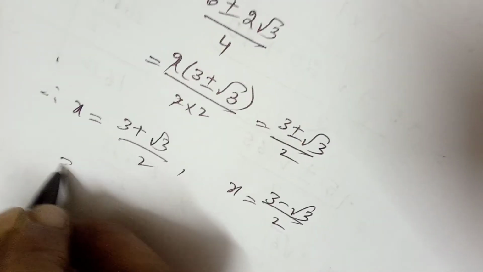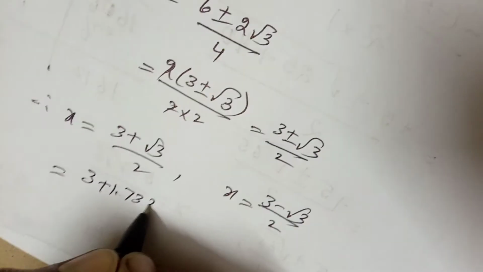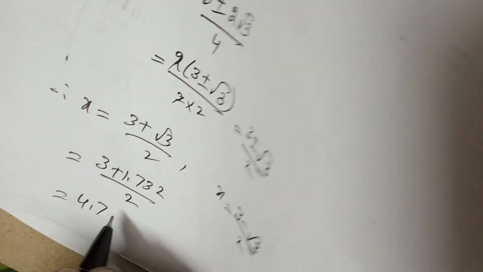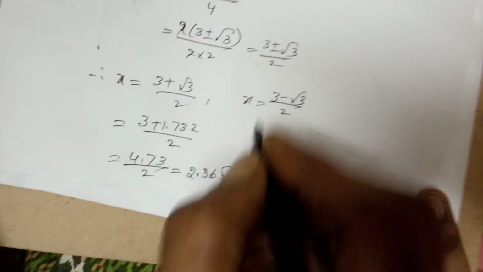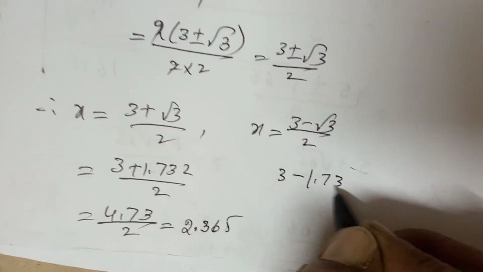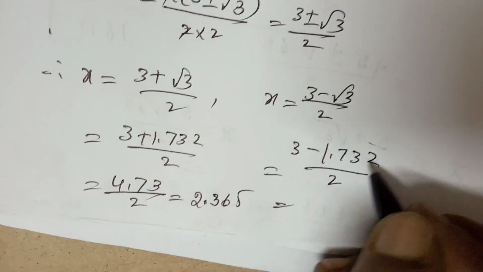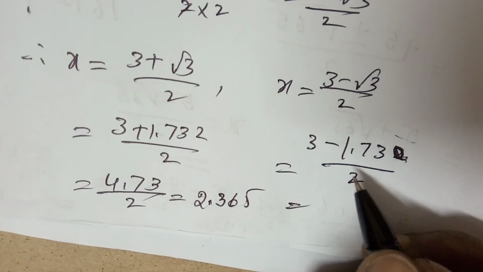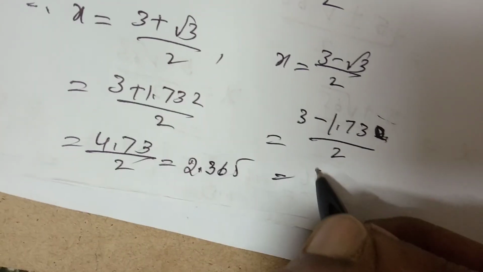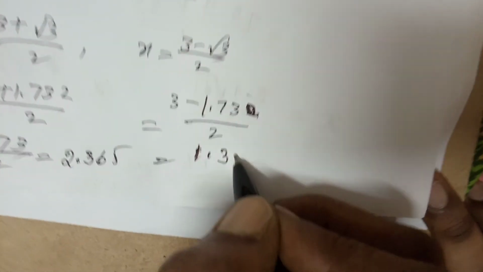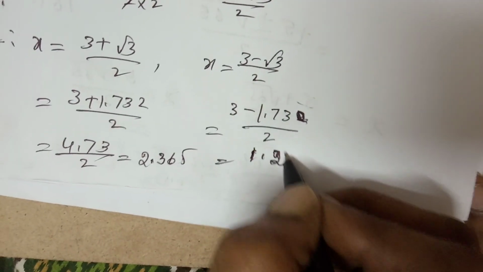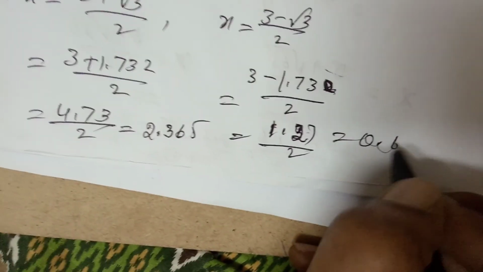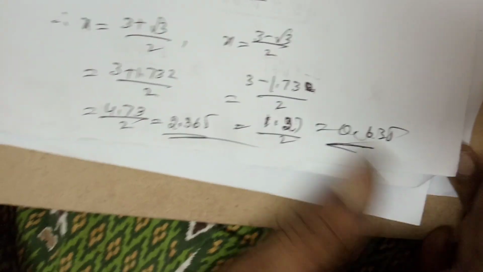3 plus 1.732 by 2, that is 4.73 by 2. Simplify it to 2.365. Here 3 minus 1.732 by 2. Correct to 2 decimals is enough, no need for more, because correct till 2 decimals is enough for 10th class. So it will be 1.27 by 2, simplified 0.635. So these are the roots using the formula.